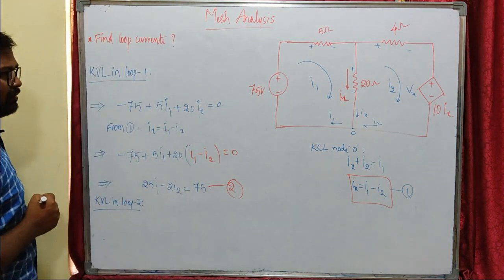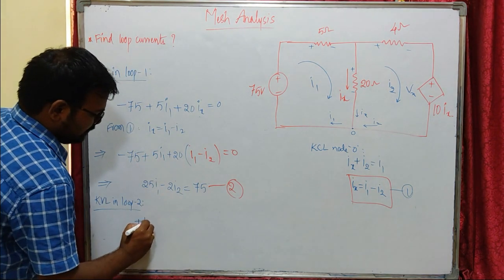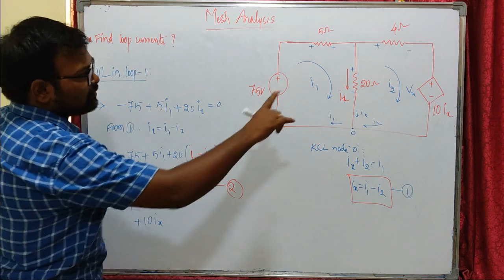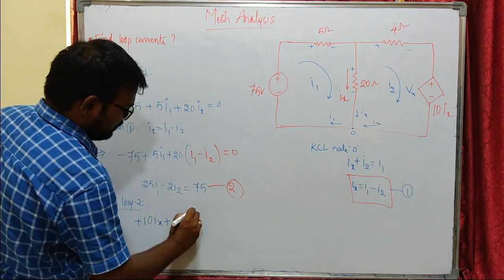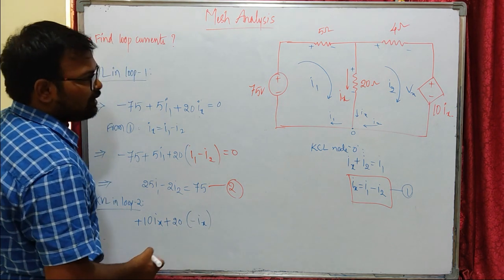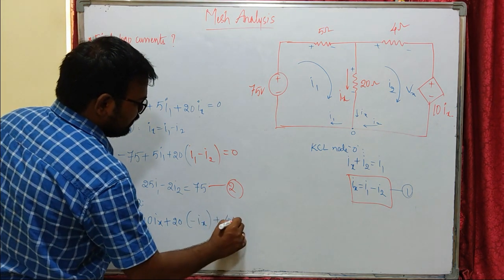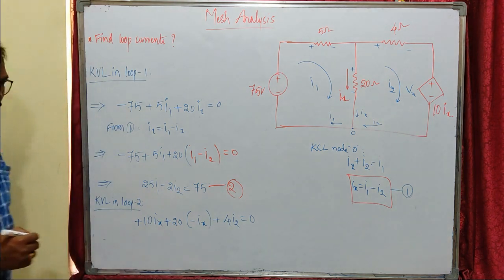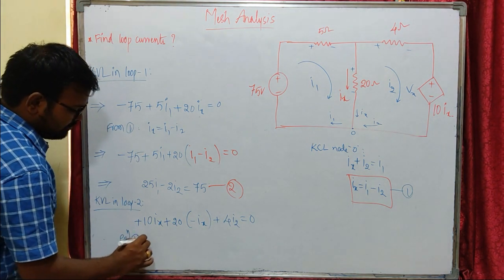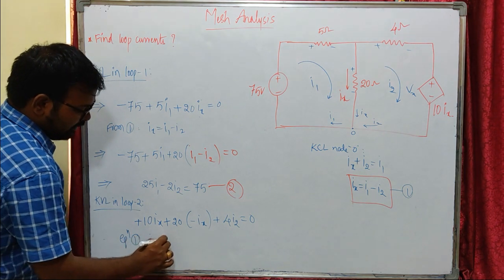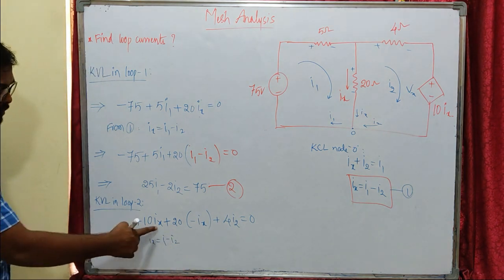So let us write plus 10 Ix, next plus 20 into minus Ix, then plus 4 into I2, which should be equal to 0. Now let us apply equation 1, that is Ix equal to I1 minus I2. I am going to substitute it here.